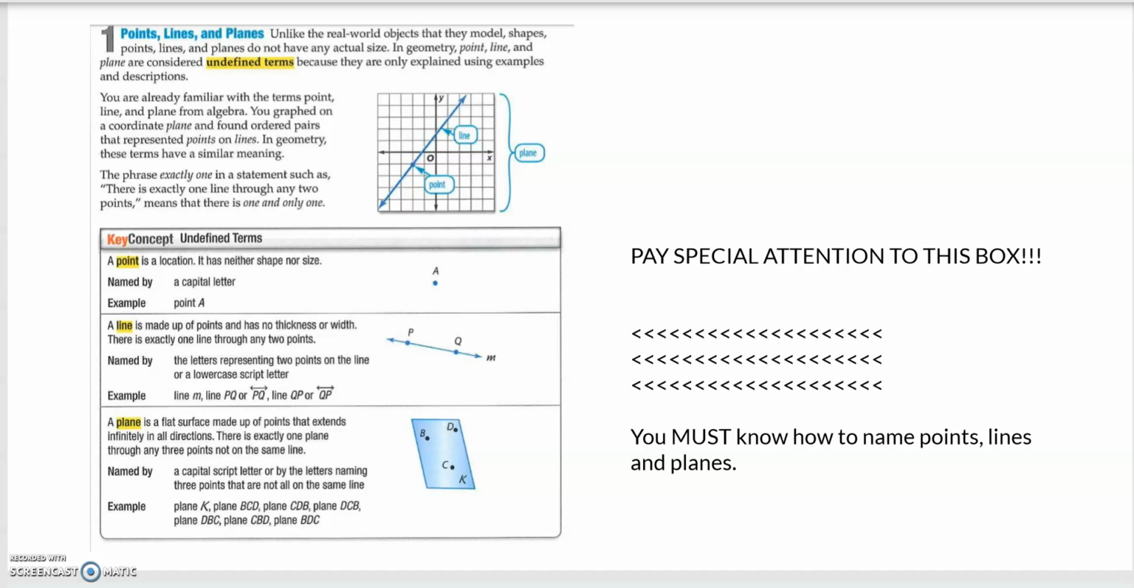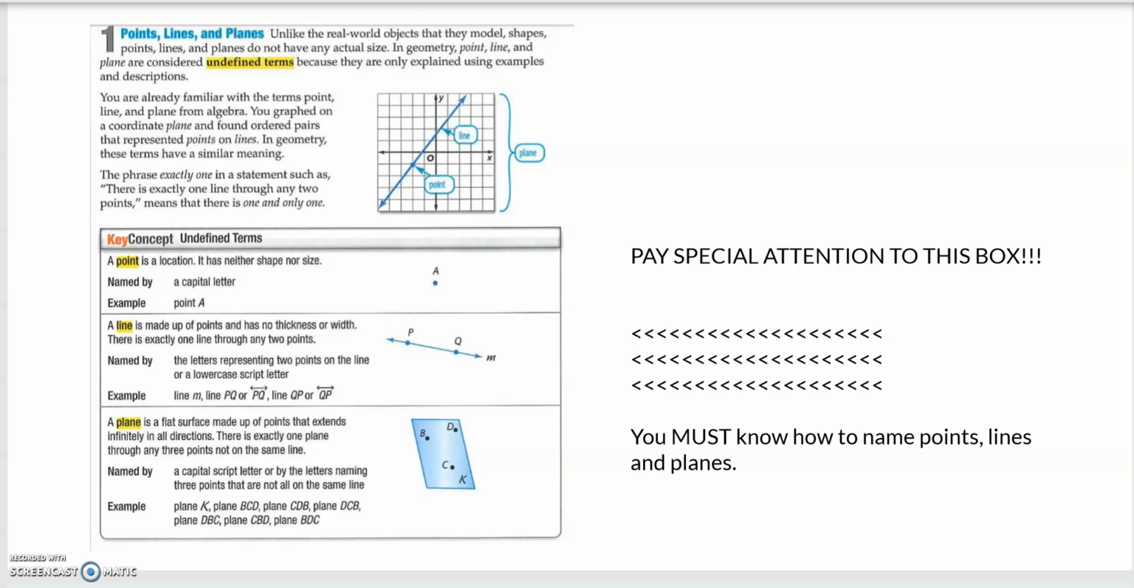Now, when we name planes, a couple of things you need to know. You can name planes by naming 3 points that are in that plane as long as the points are not all on the same line. We'll talk about that a little bit more on the next slide. But we want to have 3 points that are not on the same line, and we'll name the plane with those 3 points. You can see all the different examples.